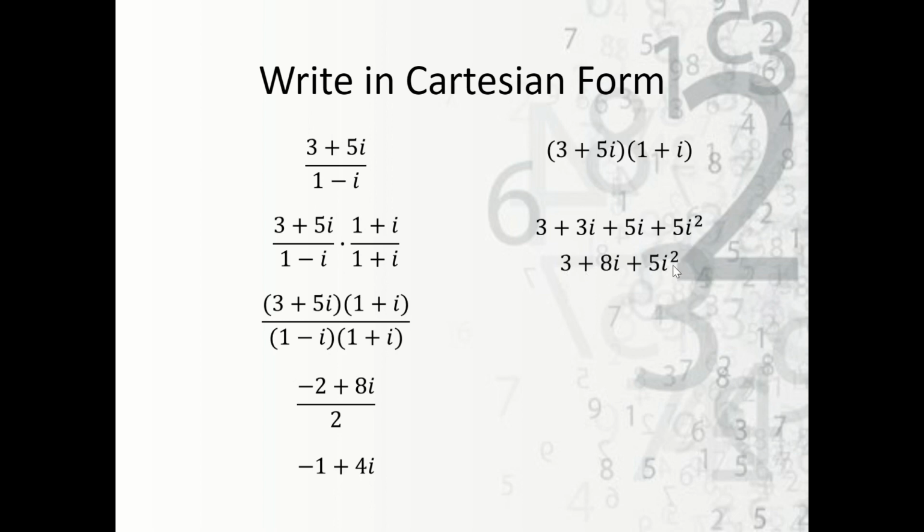Now i squared is really just -1. So that's really 5 times -1, which is -5. Now we can combine these, so we get 3 minus 5, which is -2, plus 8i.